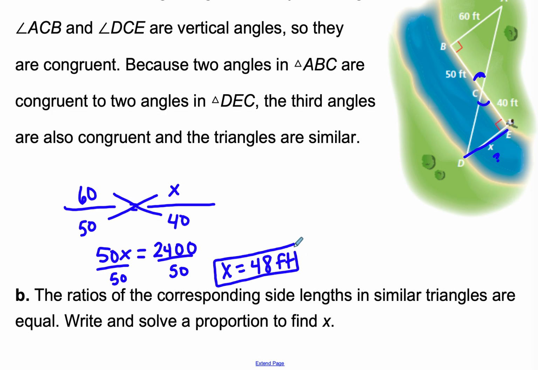Let's look at our picture and see if that's reasonable. 48. Here, the side on the river was a little bit shorter than the side on the grass, or than the other side. And see, look here, 40, the side on the river, is a little bit shorter than this other side, 48. So yeah, that does make sense.